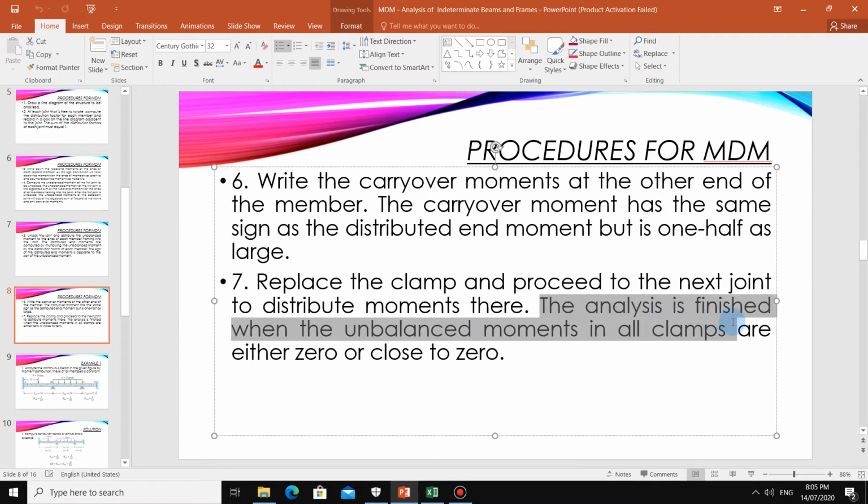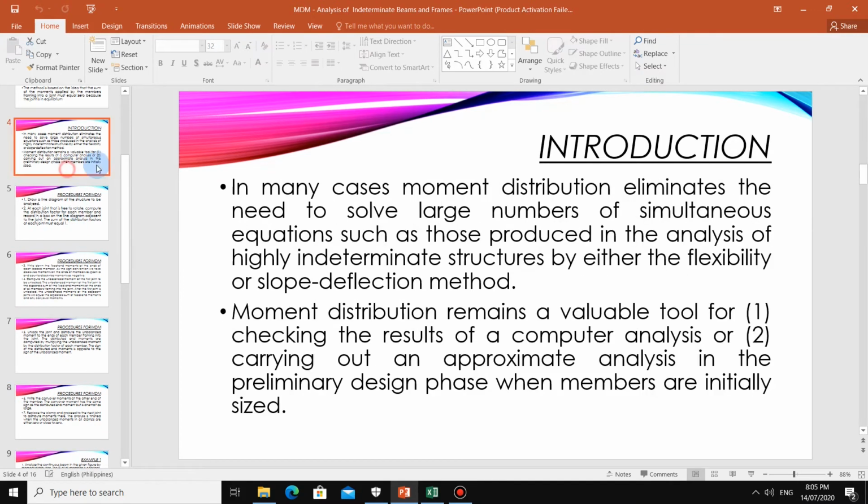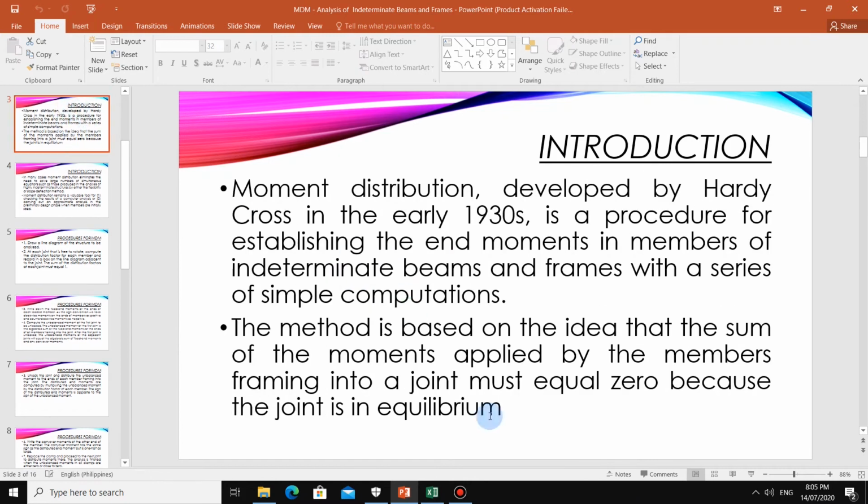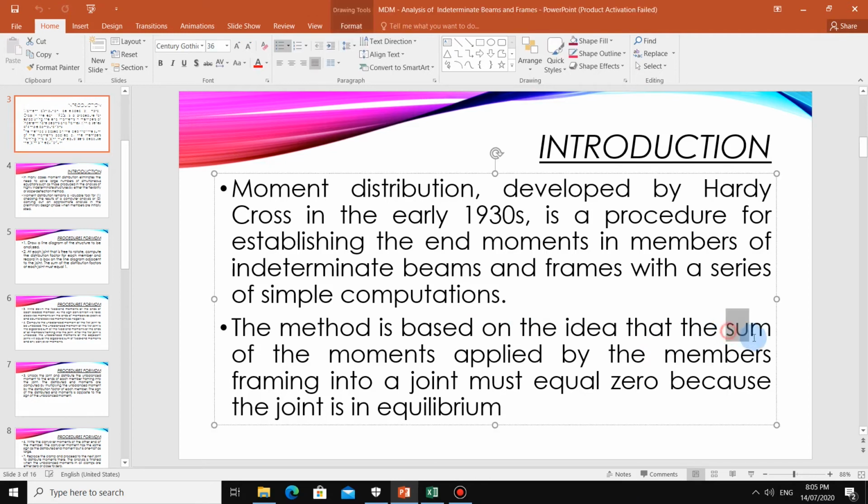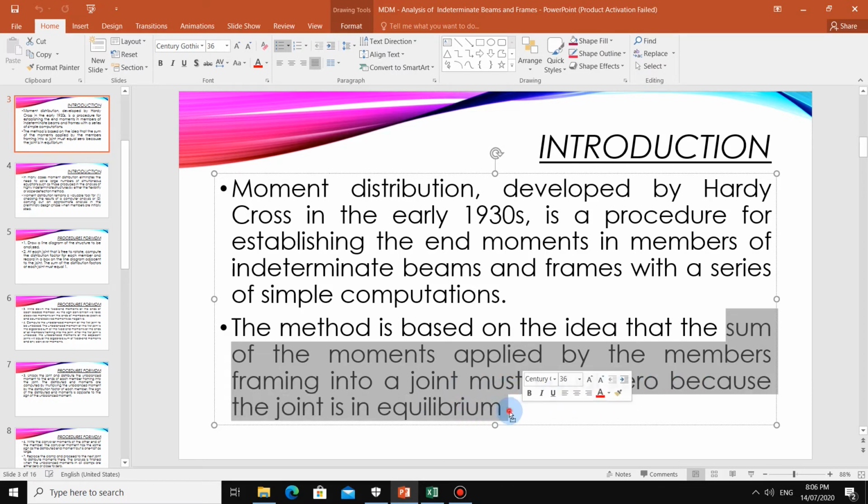So basta ang other term ano guys is the analysis is finished when the unbalanced moments in all joints, or at joint B and C in our example, are either 0 or close to 0. Okay. Di ba, ang one of the goal is dapat ang joint is in equilibrium. The method is based on the idea that the sum of the moments applied by the members framing into a joint must equal to 0 because the joint is in equilibrium.